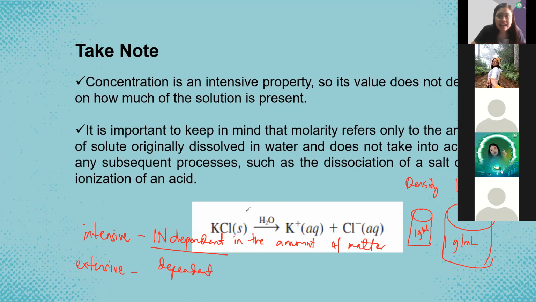As in our illustration a while ago, if you have 1 liter of that glucose solution, the concentration is 1.46 M. If you have 500 mL of that glucose solution, the concentration is still 1.46 molar. So it doesn't matter if you have a lot of the solution or a small amount of the solution, the concentration will still be the same.